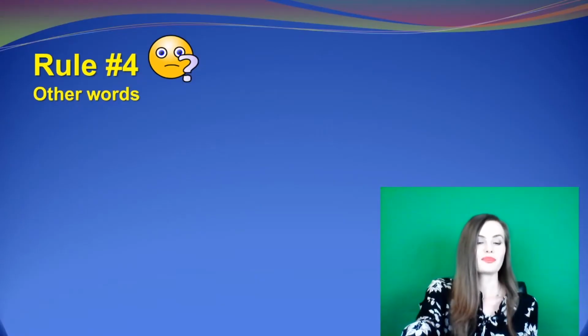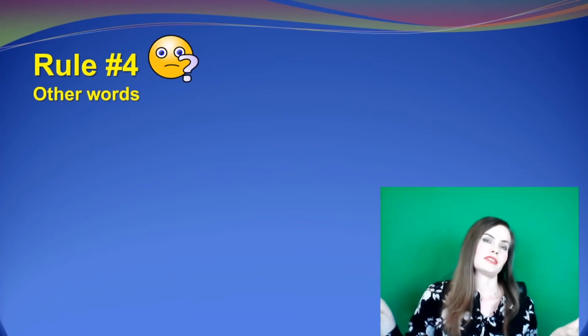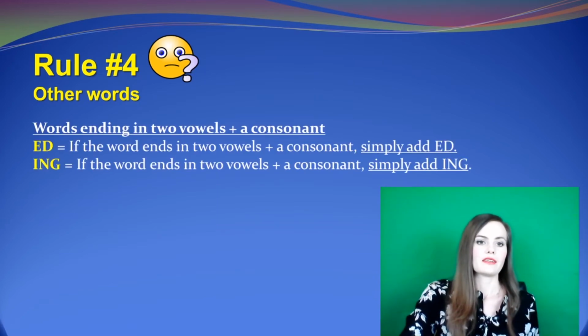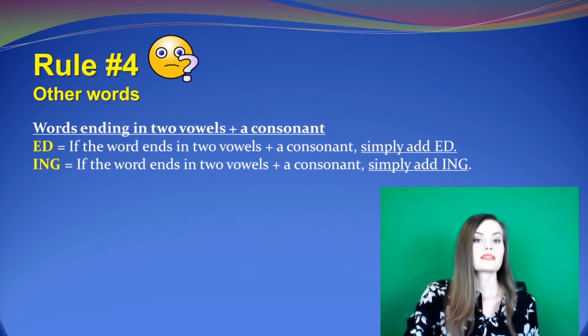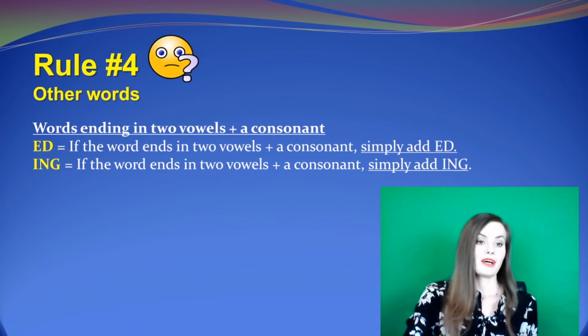Okay, let's move on. Rule number four is about all other words. All other words we will divide into two categories. The first category is words ending in two vowels and a consonant. If the word ends in two vowels and a consonant, you simply add ED. The same happens if we want to add ING. If the word ends in two vowels and a consonant, simply add ING.